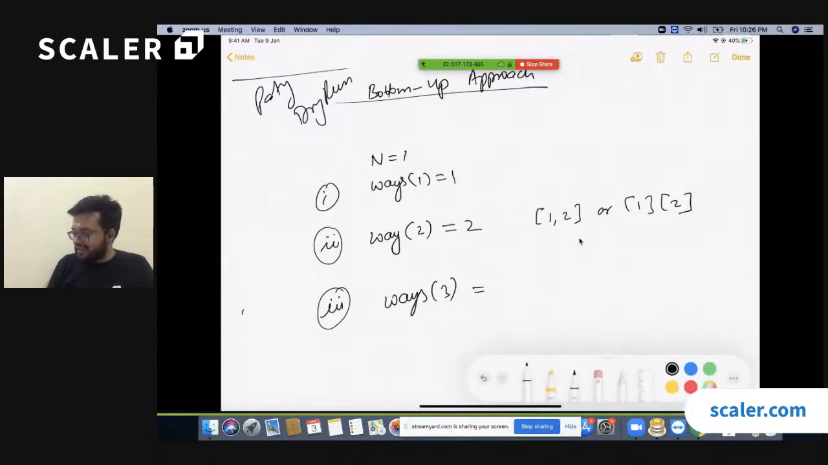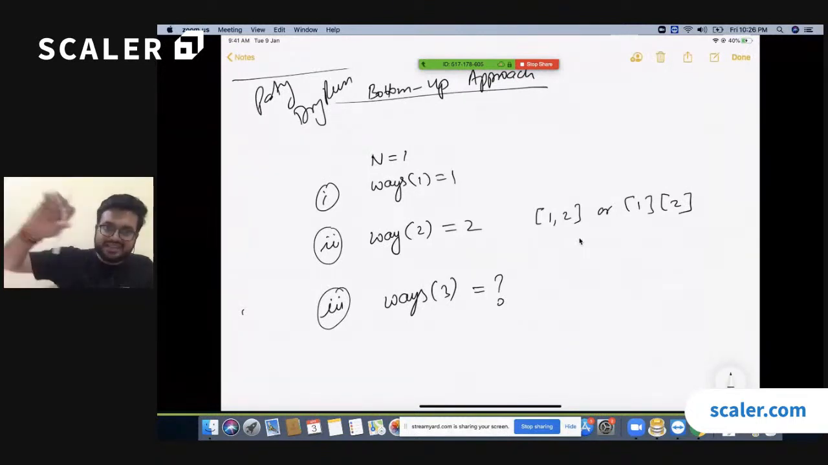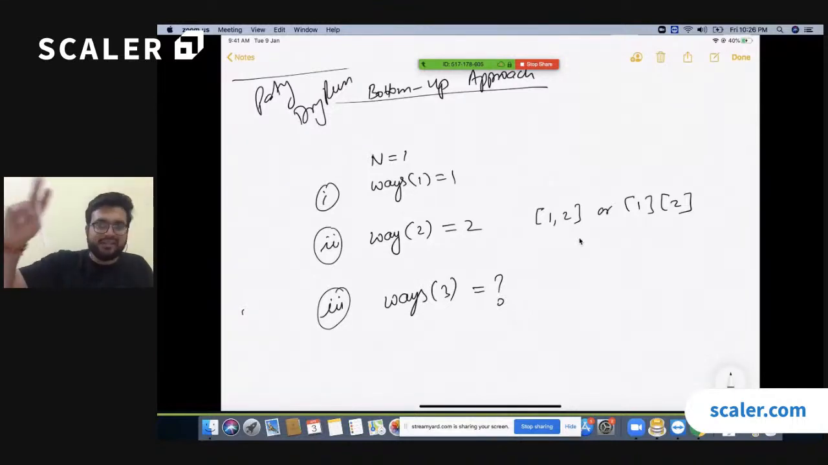So now let's say we only know the answer for ways 1 and ways 2, and I want to compute the answer for ways 3. I've already proven that this problem has optimal substructure and overlapping subproblems, so DP would be a way to go about it. So what would I do? If only one person is there in the party, there is one way. If there are 2 people, there are 2 ways.